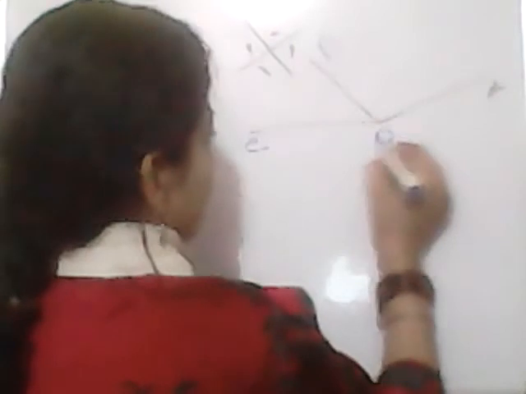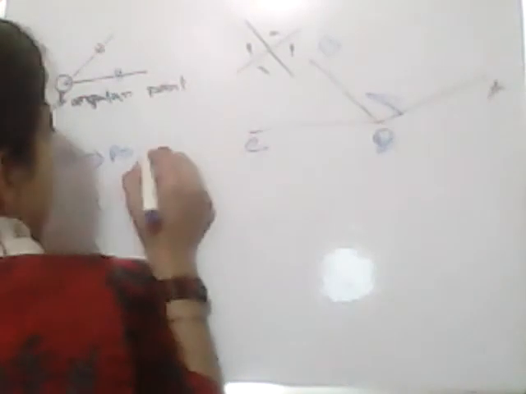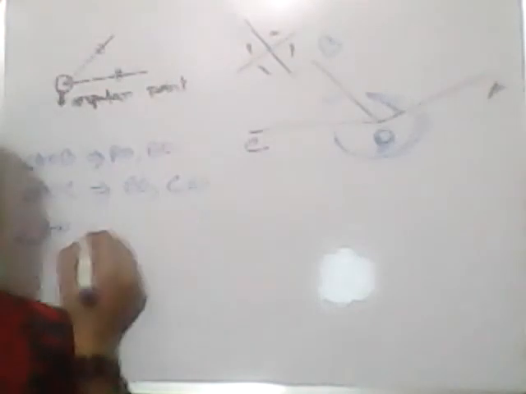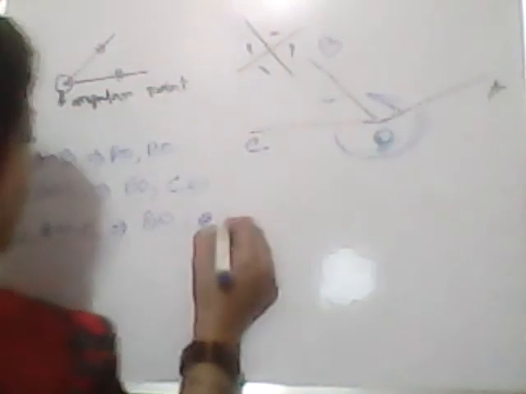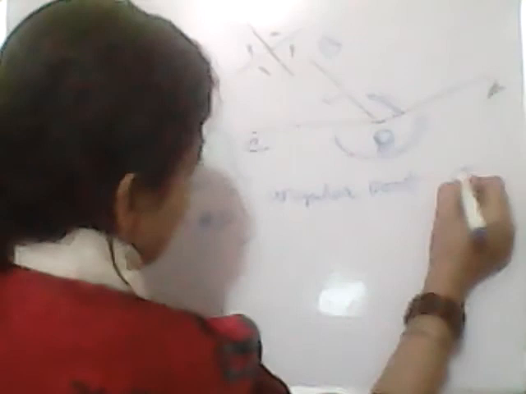See here. This is A, this is O, this is B and this is C. Here is the angle AOB. In this angle AOB, the segments are AO and BO. In the next angle, angle BOC, the segments are BO and CO. And in this angle, angle AOC, the segments are AO and CO. But in all the cases, the angular point is the same, that is O.